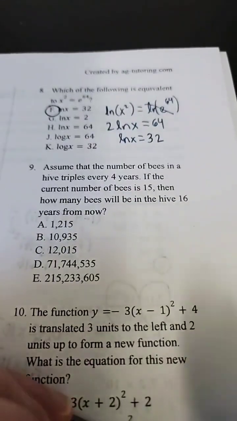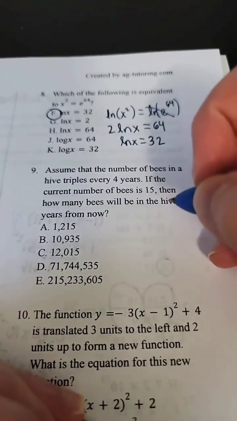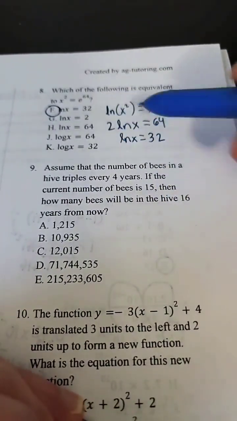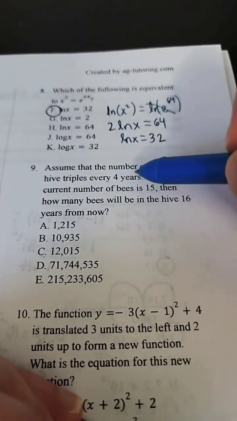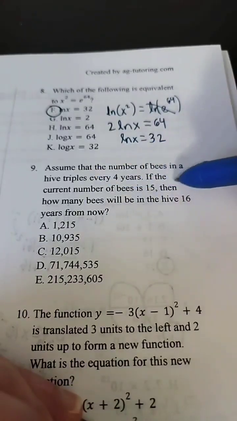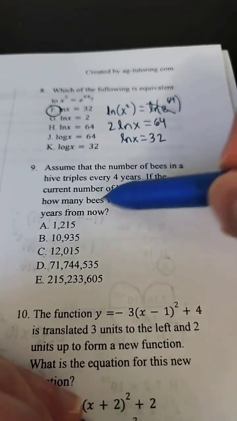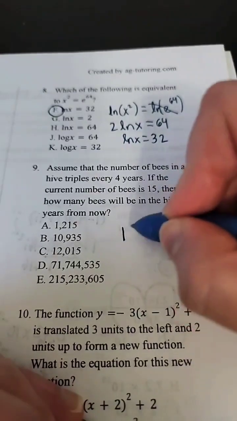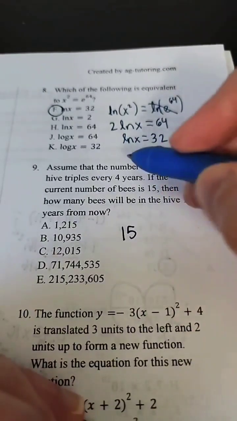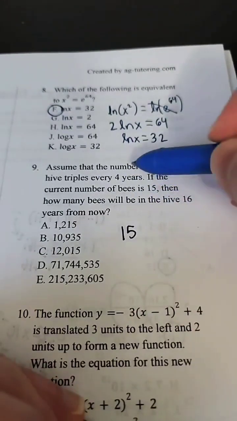So then let's go to number 9. Number 9 says, assume that the number of bees in a hive triples every 4 years. If the current number of bees is 15, then how many bees will be in the hive 16 years from now? So right now, currently we have 15.